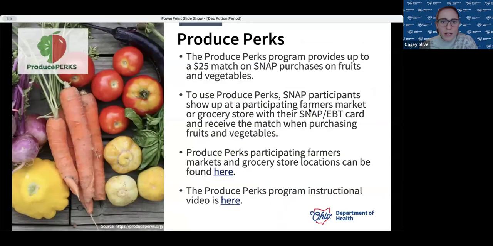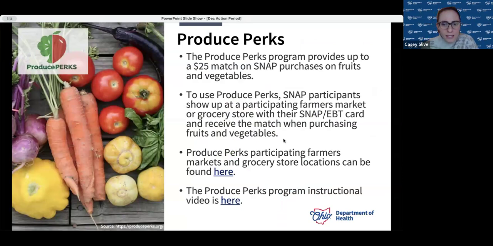Sharing that. So yeah, that's just a useful overview of the program, but a lot of folks aren't aware of it. So again, the list of locations can be found there. They're continuing to work to expand into all counties of the state. And they also do operate some of the produce prescription programs in the state as well.